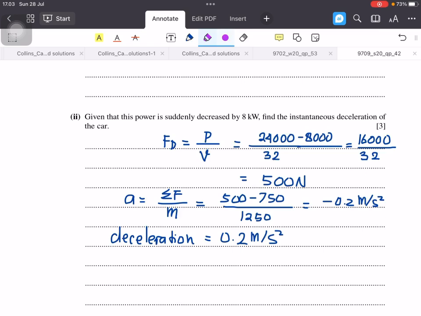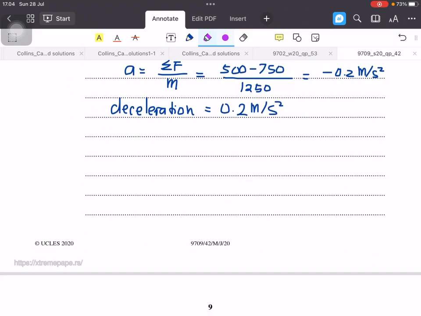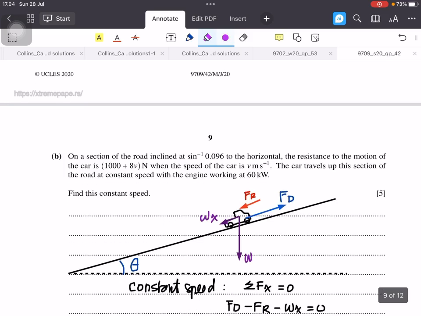So the acceleration will be the net force divided by the mass. It is equal to negative 0.2 meter per second square. The negative sign here means that the car decelerates. So the deceleration is 0.2 meter per second square.